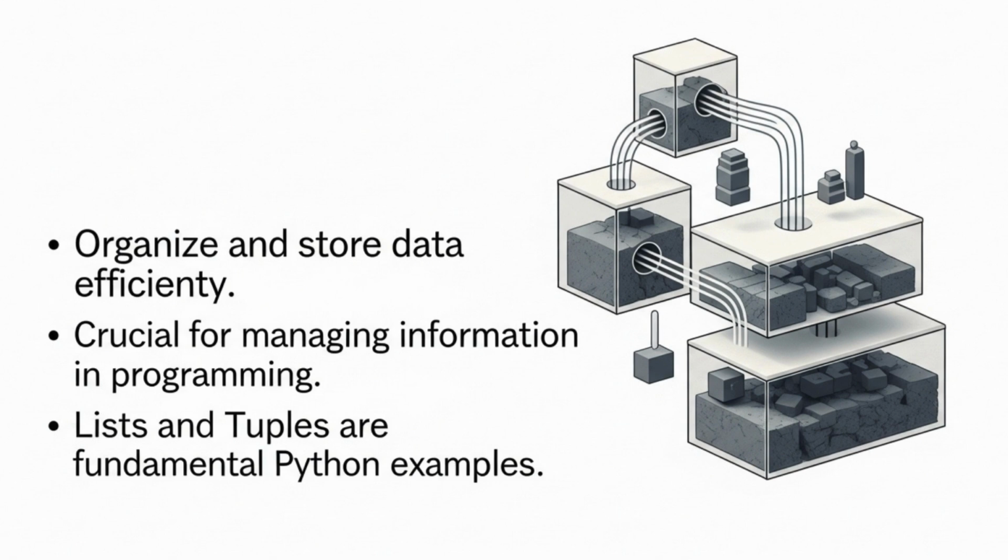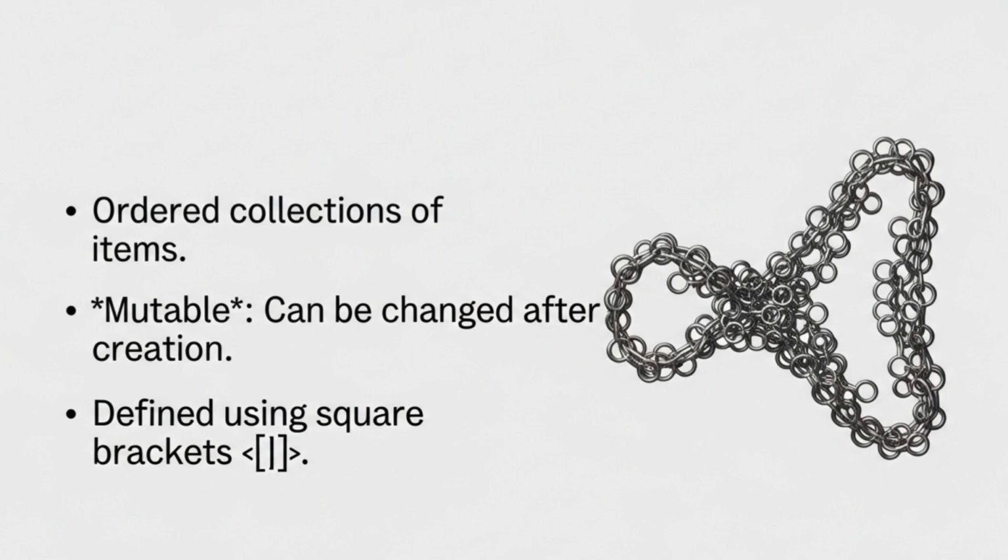In this lesson, we'll dive into two fundamental data structures in Python, lists and tuples. Let's start with lists. So, what exactly is a list? Think of a Python list as a flexible, ordered collection where you can store multiple items. These items maintain their order, meaning the first item you put in stays the first.